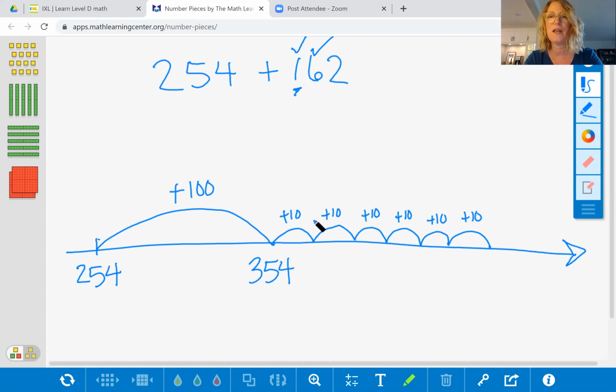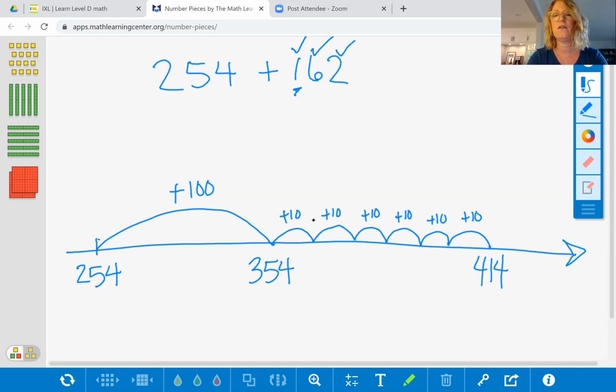It's getting a little bit tricky. If you have to count it out on your fingers, go ahead. 394 plus 10 is 404, and then plus another 10 is 414. I got a little tricky there. 414, excellent. So I've added the 100, I've added the 6 tens.